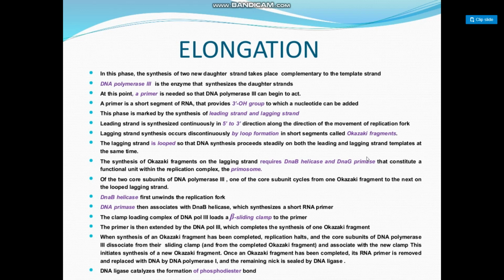DNA polymerase III is the enzyme that synthesizes the daughter strand. At this point, a primer is needed so that DNA polymerase III can begin to act. A primer is a short segment of RNA that provides a 3' OH group to which a nucleotide can be added. So this phase is marked by the synthesis of the leading strand and lagging strand.